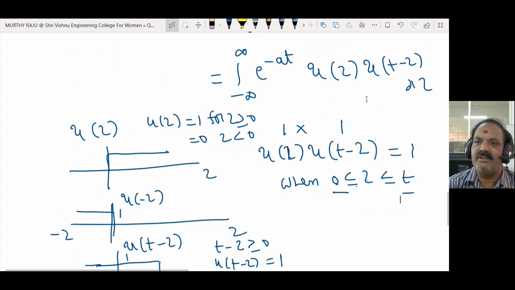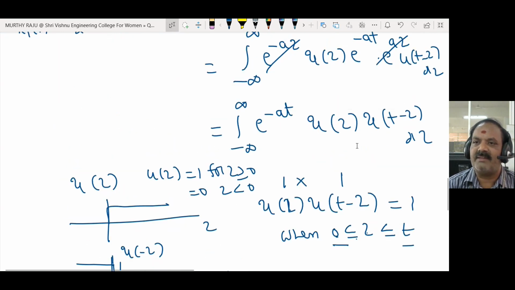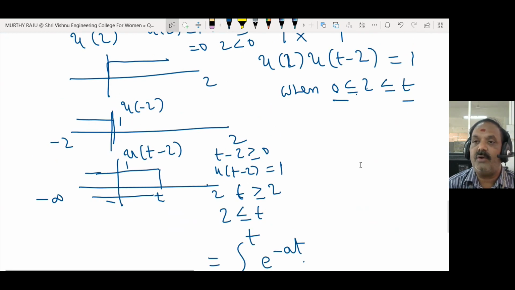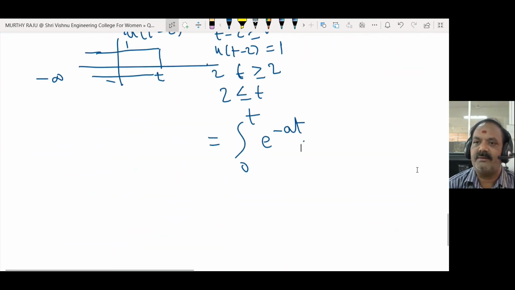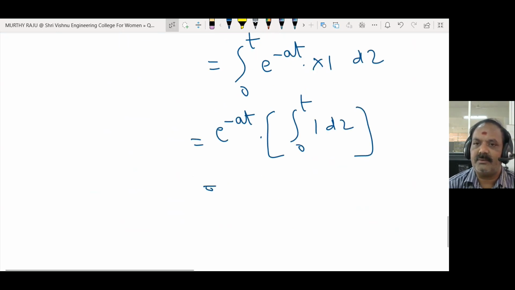In this expression, minus infinity to plus infinity is replaced with 0 to t, and e power minus at, since u of tau and u of t minus tau is 1 in this interval, d tau. Therefore, e power minus at times the integral from 0 to t of 1 d tau.